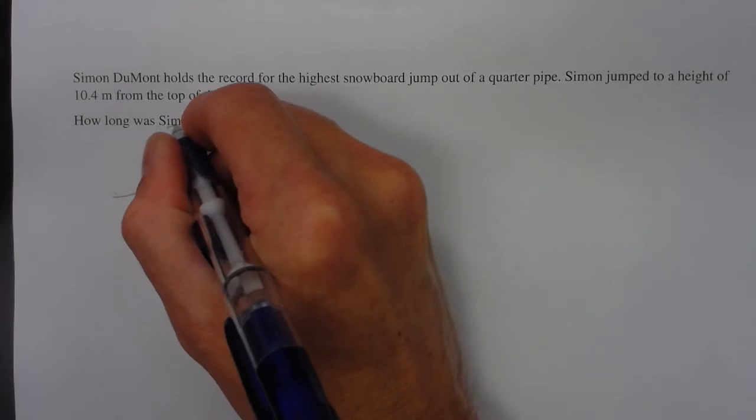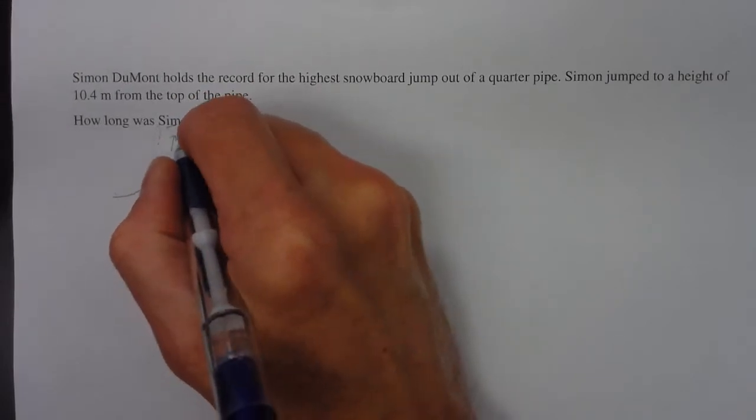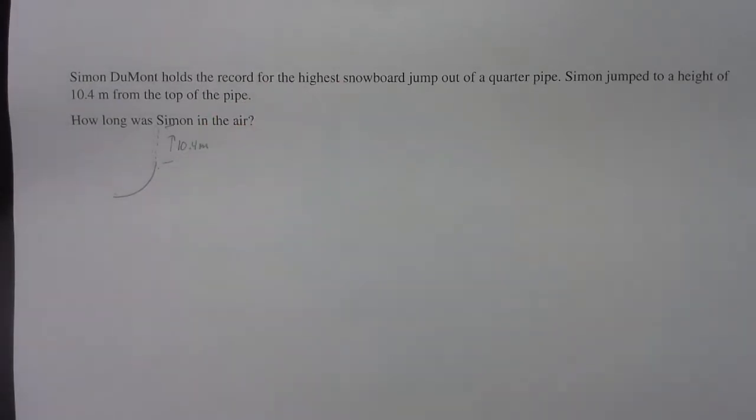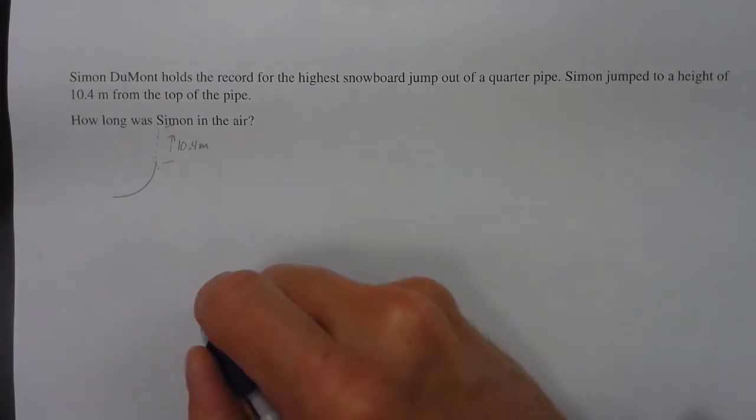And the height he went, that height was 10.4 meters. It was actually 34 feet is what they measured it in. I'll try to attach a video of that. You can Google it on YouTube, Simon Dumont quarter pipe, and watch it. So what we're trying to find out today is how much time, how long was Simon in the air? So I'm going to draw a better picture here, a motion diagram.